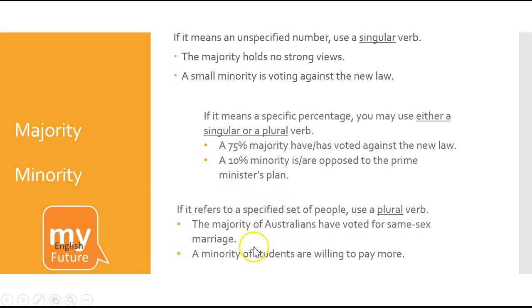Here is where you have to be careful. If you know the group of people, I'll say that again. If you know which group of people, you need a plural verb. The majority of Australians have voted for same-sex marriage. A minority of students, now maybe you know which students, the ones in my class, the students in my biology department. If you know the group of students, you need to use plural. A minority of students are willing to pay more.